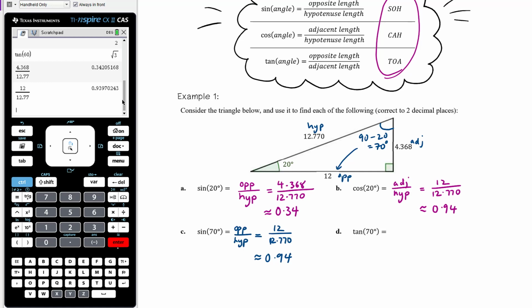Tan of 70 degrees, so tan is opposite over adjacent. Okay, so tan of 70 degrees, opposite is 12, adjacent is 4.368. Okay. So in this case, the opposite side length is bigger than the adjacent side length. So we're going to get a number bigger than 1 here. So 12 divided by 4.368. 2.75. So two decimal places. Okay, so again, this time we're seeing that the opposite side length is about 2.75 times the adjacent side length. Okay, it's a proportion comparing the two side lengths.